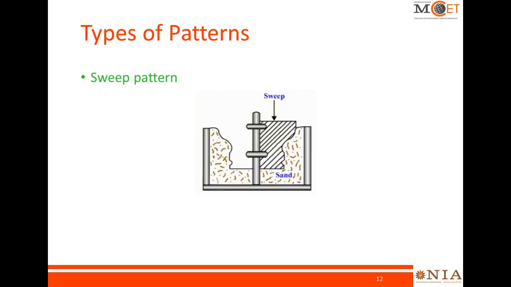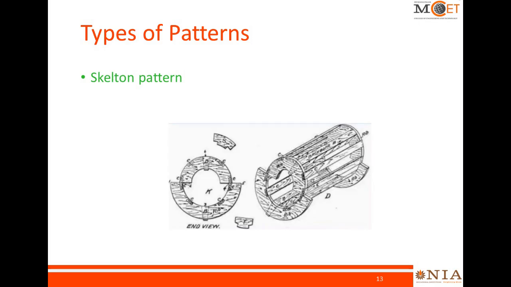And the sweep pattern. Here it's not a solid three-dimensional pattern. It's a two-dimensional pattern, and the cavity is produced by sweeping this two-dimensional pattern about a vertical axis. So this is a sweep pattern. Then a skeleton pattern. Instead of making a complete solid pattern, a skeleton pattern will be made of bones, so that the internal cavity will be filled with sand. So this is a skeleton pattern.